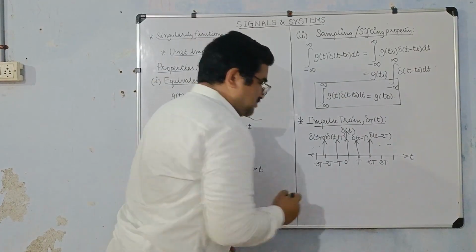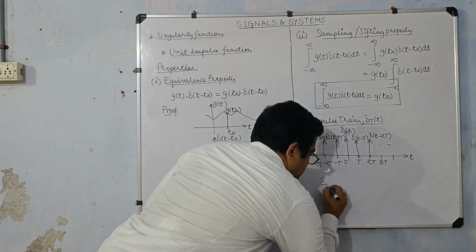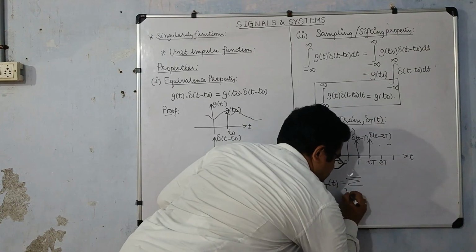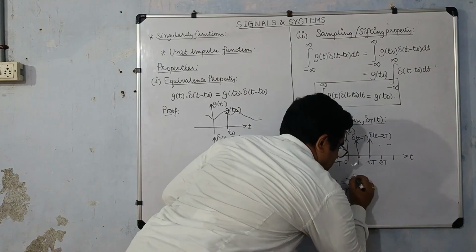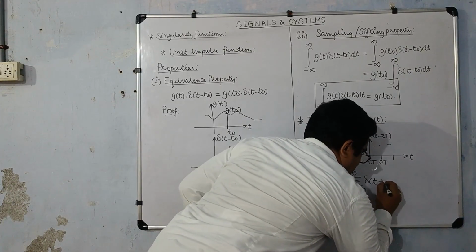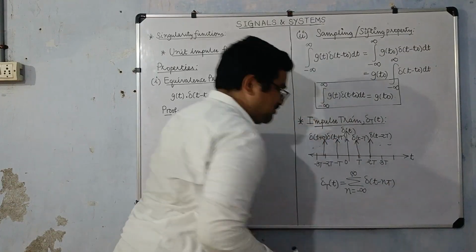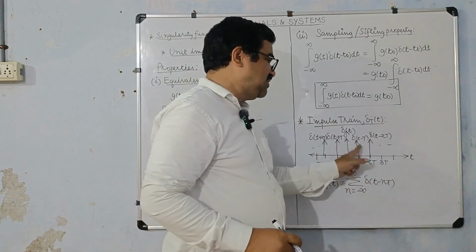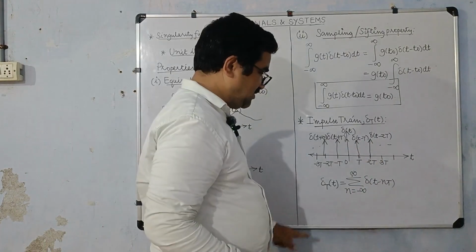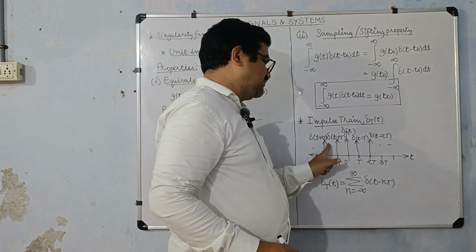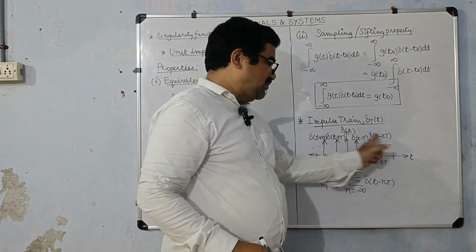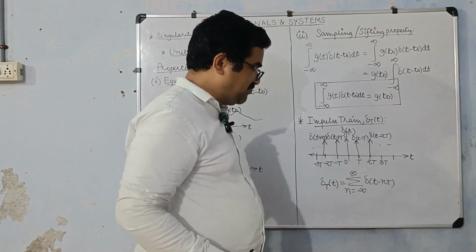Okay, so the impulse train represented as delta T of t can be written mathematically as the sum over n from minus infinity to plus infinity of delta of t minus nT, isn't it? When n is 0, it is delta of t. n is 1, delta of t minus T. n is 2, delta of t minus 2T. If n is minus 1, delta of t minus of minus T, delta of t plus T, delta of t plus 2T. So when you add all these things, you are getting an impulse train.